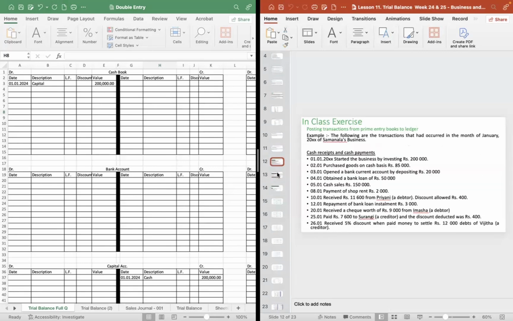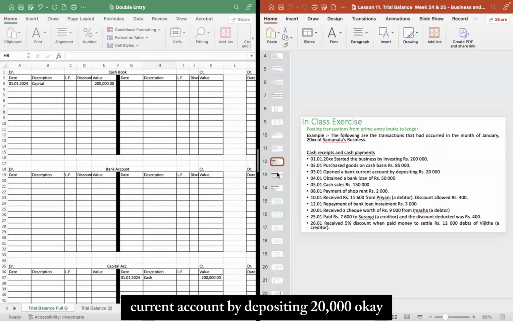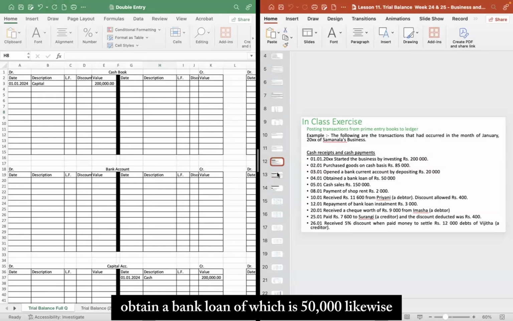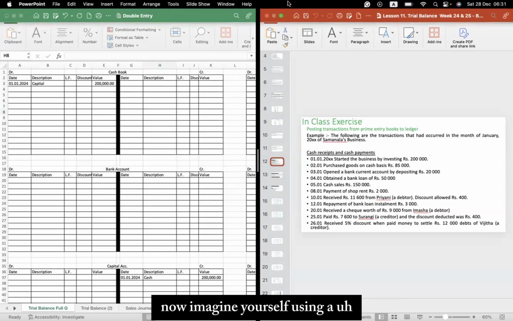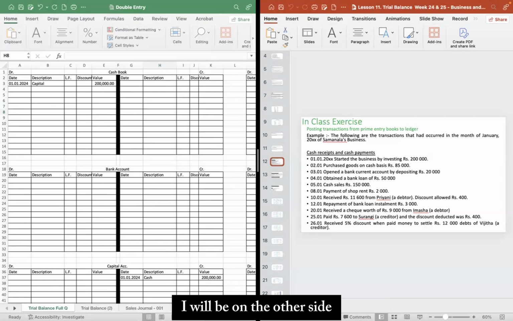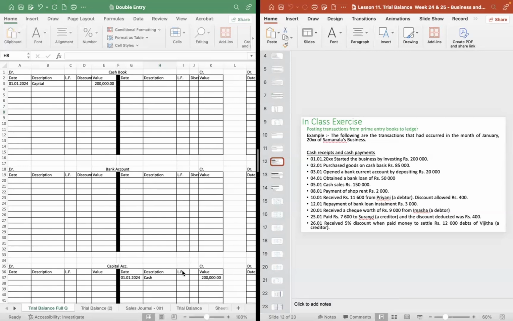Now let's say open a bank current account by depositing 20,000. Okay, if you don't know how to do it, you can even ask me, or you can go to another transaction, obtain a bank loan of rupees 50,000. Likewise, give it a try. Now imagine yourself in a term test or exam, and give this a try. Okay, I will be on the other side. I will not go anywhere. I will be here, so you can ask any question.